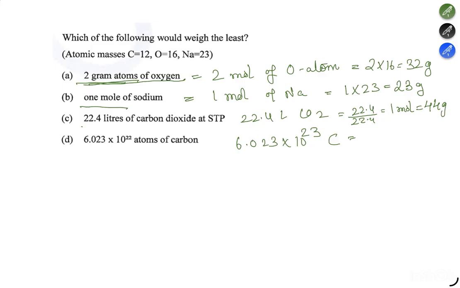Similarly, 6.023 into 10 raised to the power 23, which is the Avogadro number. So that means we have 1 mole of carbon. 1 mole of carbon means the mass is 12 gram. So we can see now which is the least. So we can say the option D, as it corresponds to 1 mole of carbon, which weighs the least.